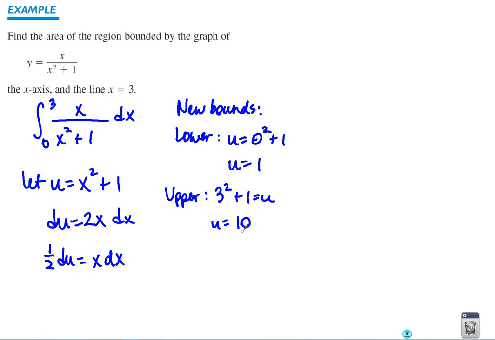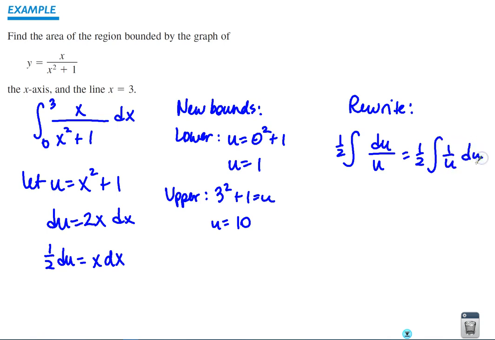So now when I go to rewrite this, I've got the integral. This guy is 1/2 du, so 1/2 du over u. Again, you could write this as 1/2 the integral of 1 over u du if you prefer it that way. I don't care which way you do it, just make sure you get it right. And then I need my bounds. I don't want to use my original bounds because those are in terms of x. I need to use my bounds in terms of u, so 1 to 10.